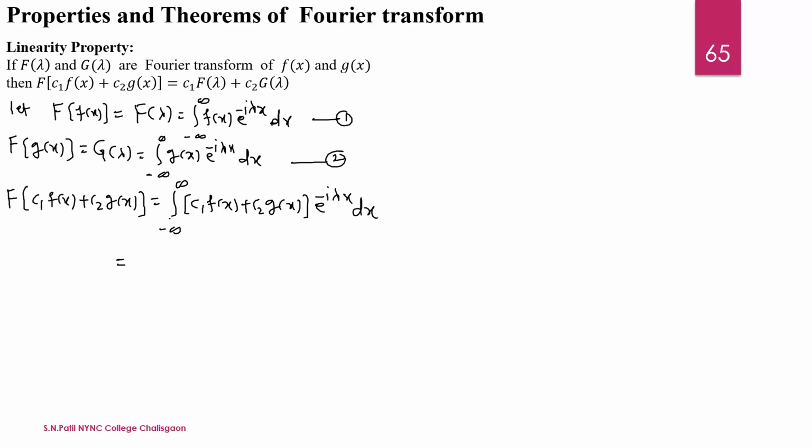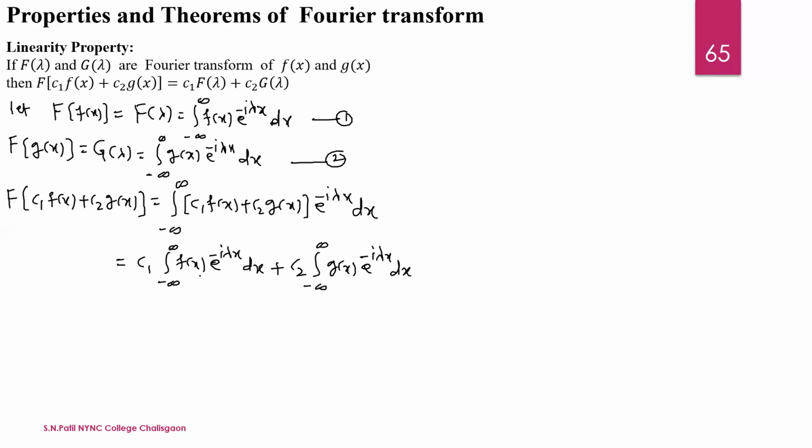Now when we integrate the first term, c1 is a constant, so we write it outside the integration: the integral from minus infinity to plus infinity of f(x) times e to the power minus i lambda x dx, plus for the second term, where c2 is a constant, the integral from minus infinity to plus infinity of g(x) e to the power minus i lambda x with respect to x.